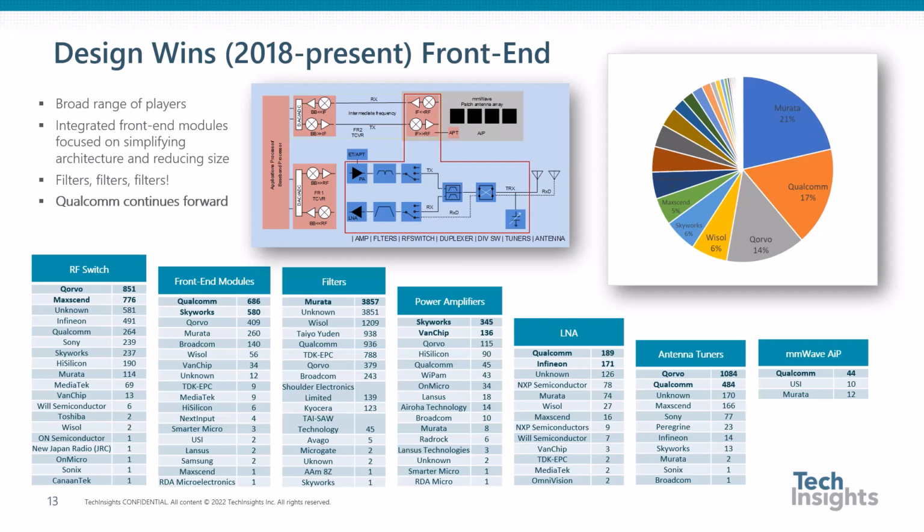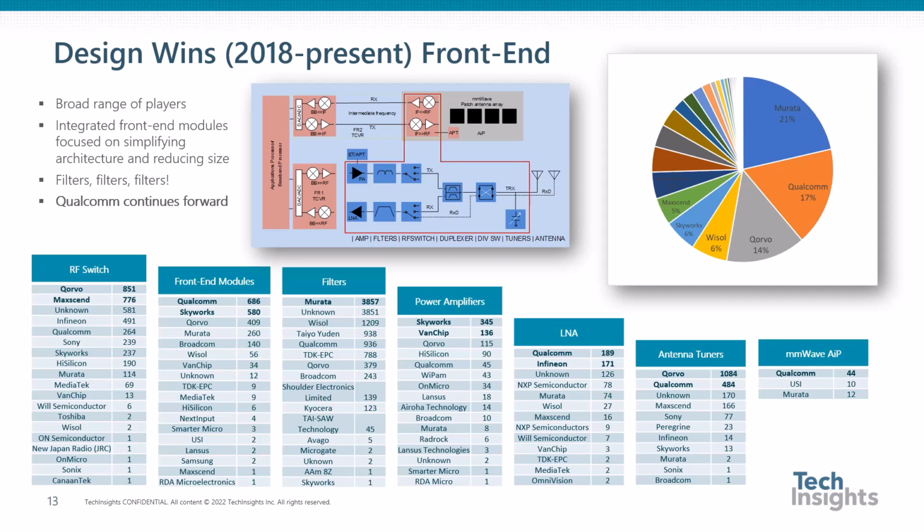The pie chart in the top corner probably best summarizes the findings. Murata, by virtue of the filter segment, has the largest part of the pie, followed by Qualcomm. If we look across the tables, we can see that Qualcomm has a large presence in all the sectors of the front end. This is a drastic change from even 4 years ago when their presence was modest. They occupy the top spot in front-end modules, low-noise amplifiers, and millimeter wave AIPs, and second in antenna tuners.